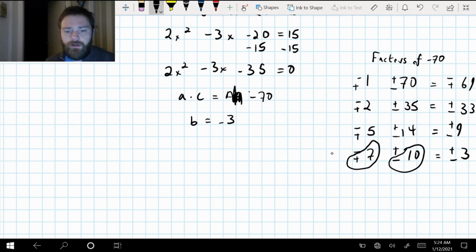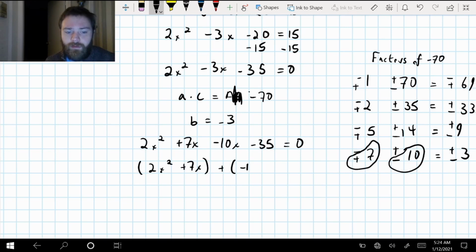So if I go back, I'm going to split up this x term. I've got 2x squared plus 7x minus 10x minus 35 equals 0. I'm going to group the first two terms and the last two terms. Remember to put that plus sign there. Over here, I'm going to factor out x, and over here, I'm going to factor out negative 5, which is the GCF in these two terms. That leaves me with 2x plus 7.